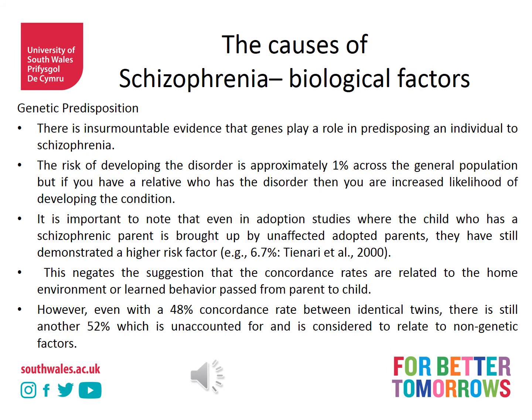The next part of this presentation we'll deal with proposed causes of schizophrenia, and we'll first consider biological factors. Now, genetics seems to play an important role in the development of schizophrenia. If you have an identical twin with schizophrenia, then your chance of developing the disorder yourself is about 48%. However, if you don't have a relative with schizophrenia, then your chance of developing the disorder is about 1%.